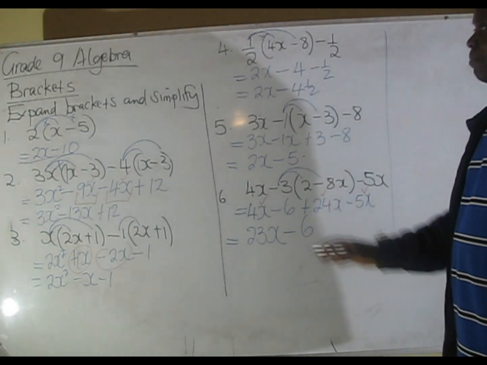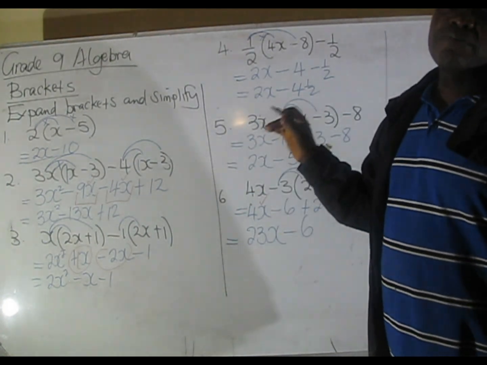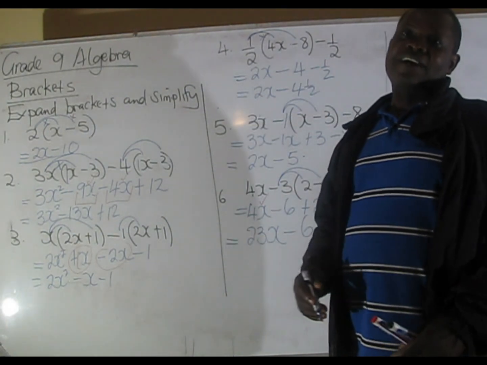That is my brackets. So the method for simplifying this type of brackets, you remove brackets by multiplication. That is how you simplify them.